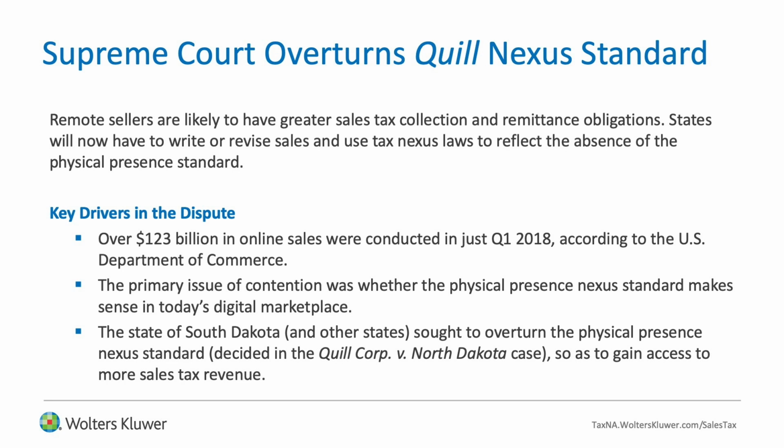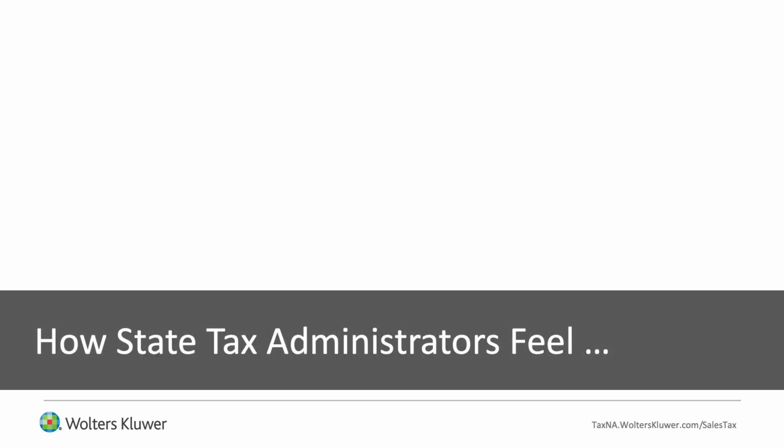But if you look right here, they feel that over $123 billion in online sales were conducted in just Q1 of 2018. That's a lot of money. Identifying what is going to be B2C sales versus B2B resale sales is going to affect that number somewhat, but still there is a lot of revenue that's being conducted online that the states felt that they weren't getting that tax revenue from. So how do the state tax administrators feel after the Wayfair decision?